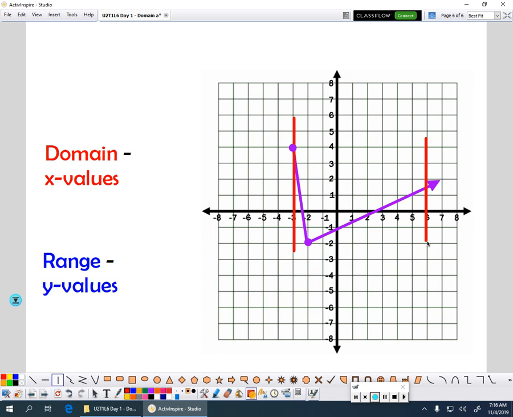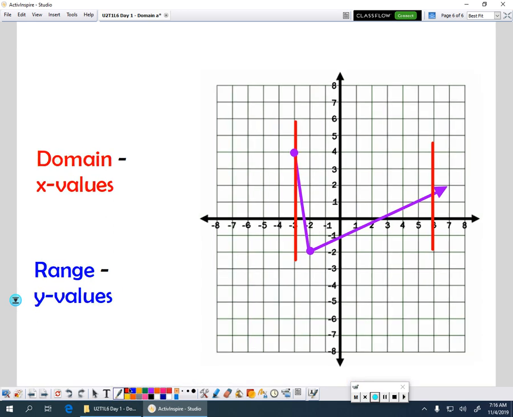Now what do you notice on the right there? Hopefully you notice on the right that we have an arrow, so it's going to break through this line. It's going to keep going on and on towards infinity on the right side. But on the left side, we have a definite ending point right here at -3. So my domain values would be -3 to positive infinity and all the x values in between.